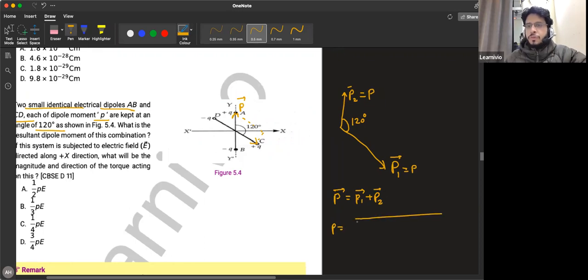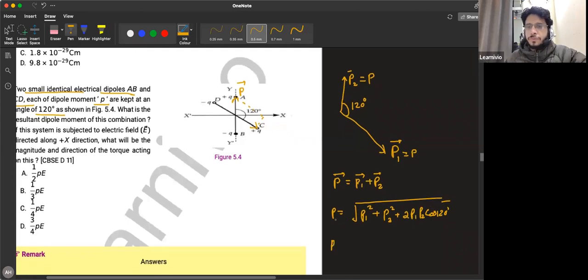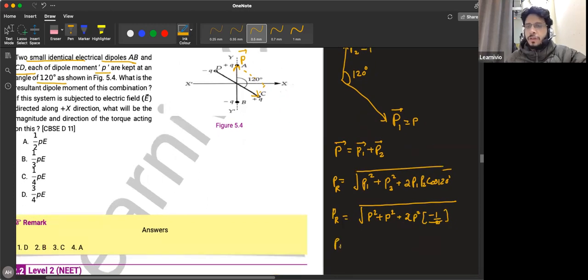So P result will be the root over P1 square plus P2 square plus 2 P1 P2 cos 120. How much is cos 120? That's minus half. P1 and P2 both are equal to P. So you can substitute: P square plus P square plus 2 P square, and cos 120 is minus half. So the resultant comes out to be P square plus P square minus P square, so it's P square only. The resultant is P.